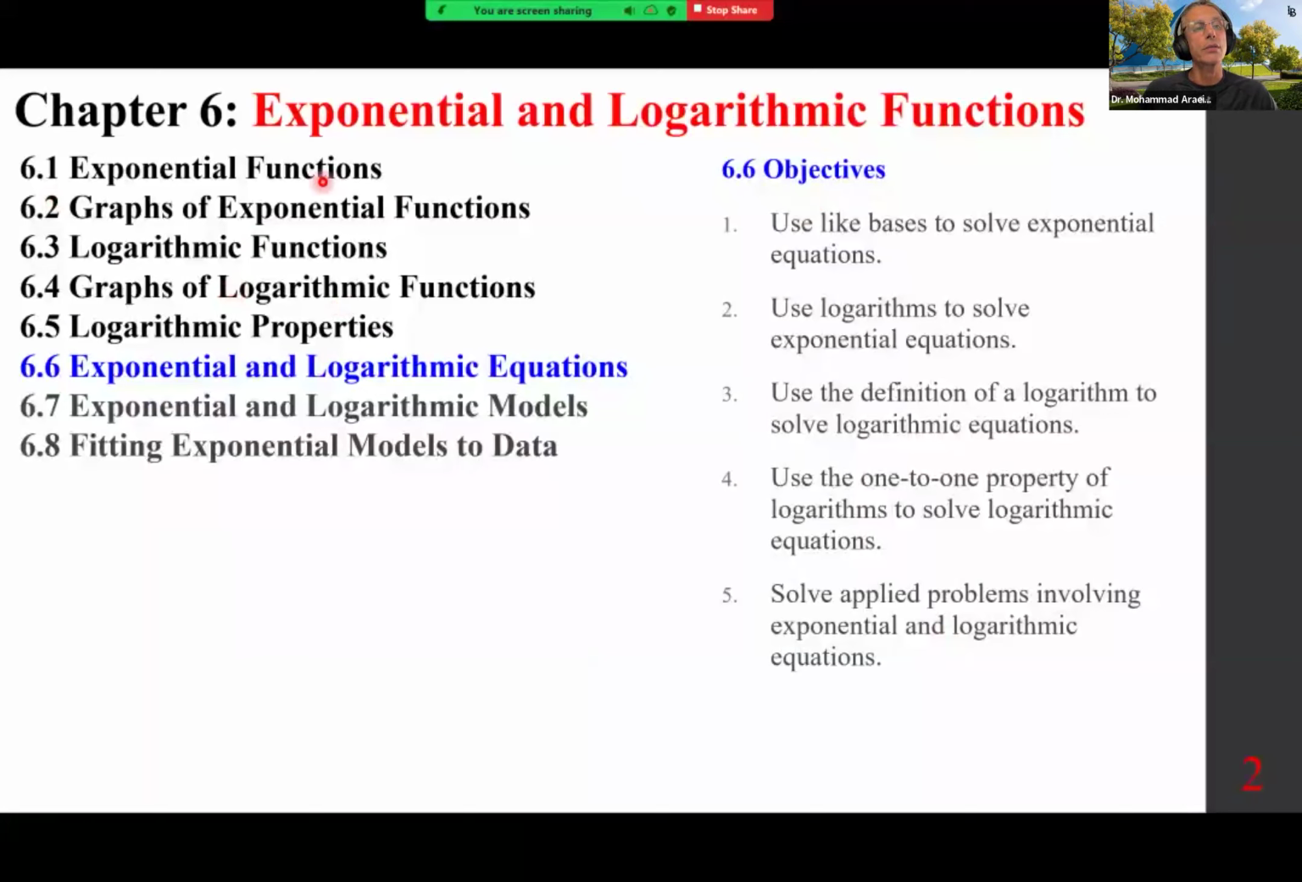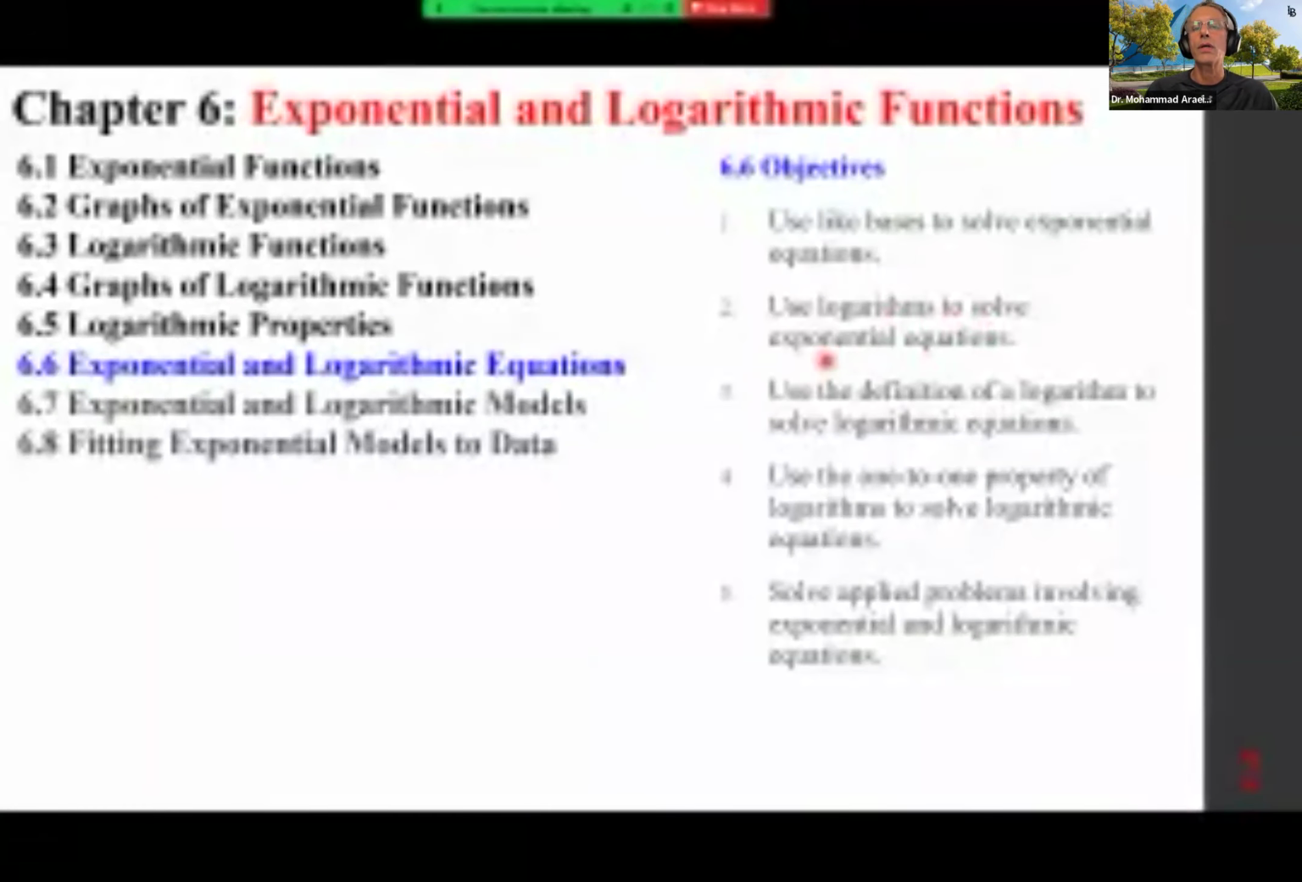Of course, we have covered the exponential functions, graphs of them, log functions, logarithmic graphs and properties, and now exponential and logarithmic equations. Use like bases to solve exponential equations, use logs to solve exponential equations, use the definition of a log to solve log equations, use the one-to-one property of logs to solve logarithmic equations, solve applied problems involving exponential and logarithmic equations.